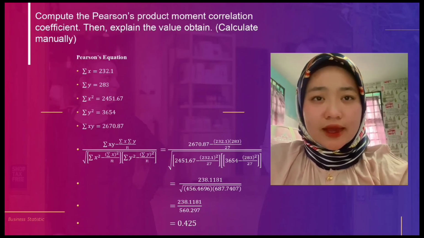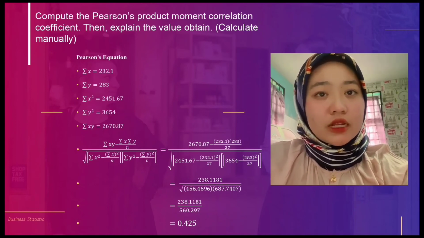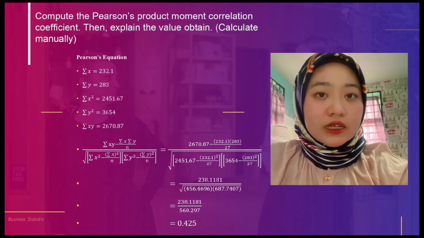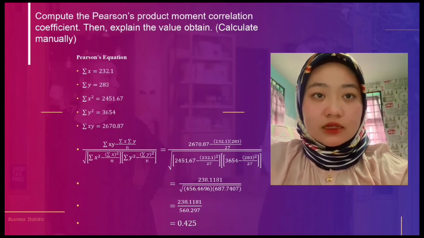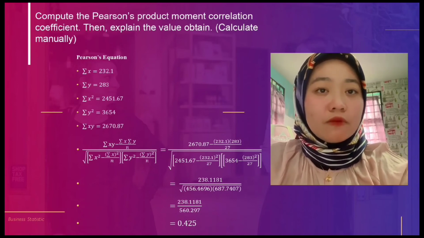Now, I will present part B, question number 3. For question 3, I need to compute the Pearson's product moment correlation coefficient. Then, I will explain the value obtained. First, we need to find the summation of x, summation of y, summation of x square, summation of y square, and summation of x times y.